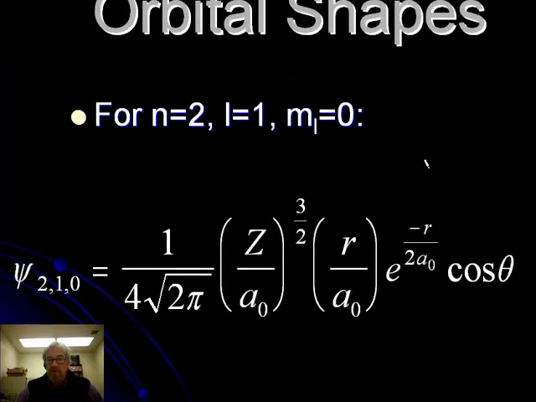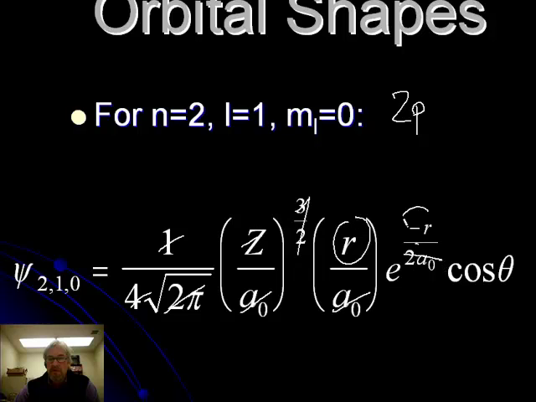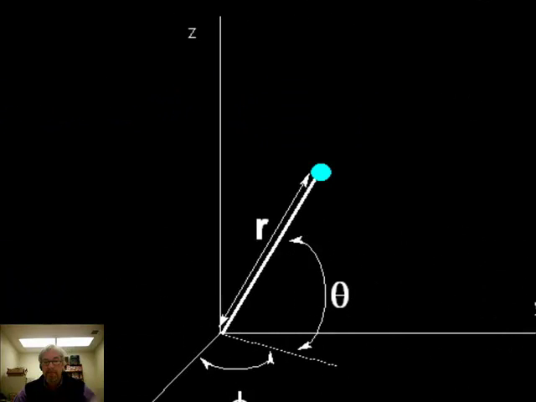For n equals 2, L equals 1, and m sub L equals 0. So this is one of our 3 2p orbitals. Here's the eigenfunction. Psi 210 is constant except for r, and theta is not constant. So this depends not just on r. It depends on r and theta. So going back to this, here's what that means.